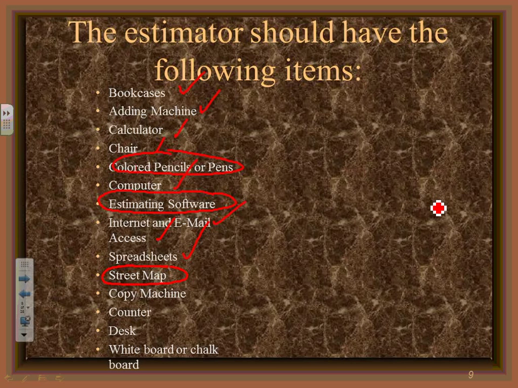Street maps. You need to estimate how long it will take the people to get to the job. There could be a job, guys, 50 miles away from your office or 100 miles away. So knowing the street maps and the location of the job is a big deal. Copy machine. Counters, desks, whiteboards, where you can do some calculation, estimating and what not.